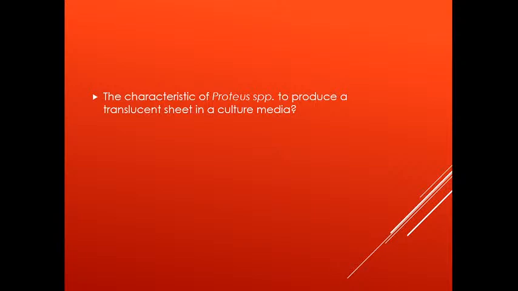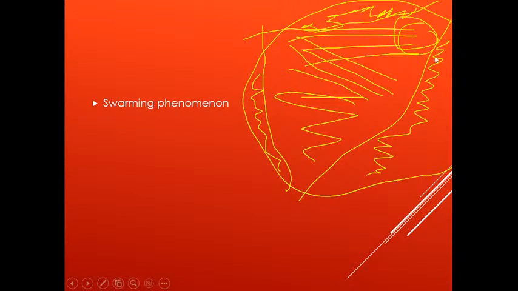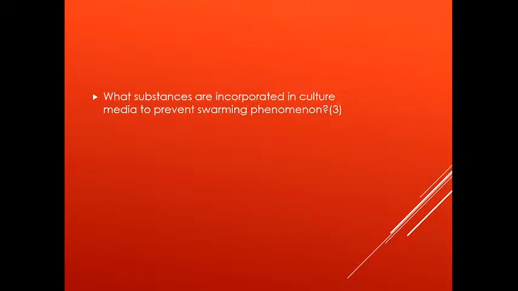The characteristic of Proteus species to produce a translucent sheath in culture media is known as swarming phenomenon. Okay, among all the organisms that you might be annoyed by when you're working in the clinical laboratory, Proteus is one of them because it interferes with the identification of other organisms, since it produces a translucent sheath in the culture media. Okay, so this is my drawing for it. Your initial inoculum starts here, but the growth of the organism will expand from the outer edges of your initial inoculum. So please don't expect that you will only grow organisms where you streaked it. In cases of swarming phenomenon, you will see it in the whole culture media, much like this drawing that you see here.